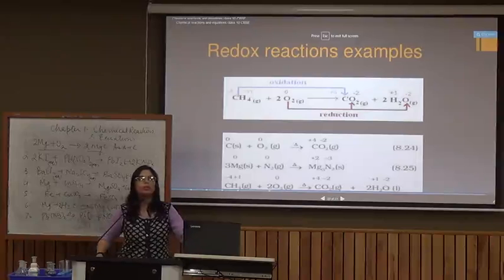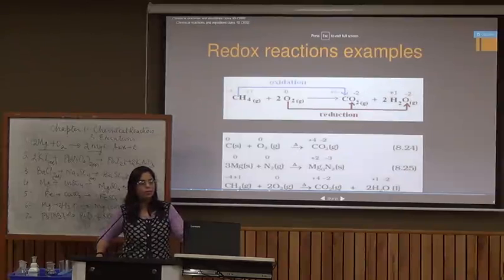The substance which provides oxygen to bring about oxidation reaction is known as oxidizing agent, and a substance which accepts oxygen or provides hydrogen for reduction is said to be a reducing agent.